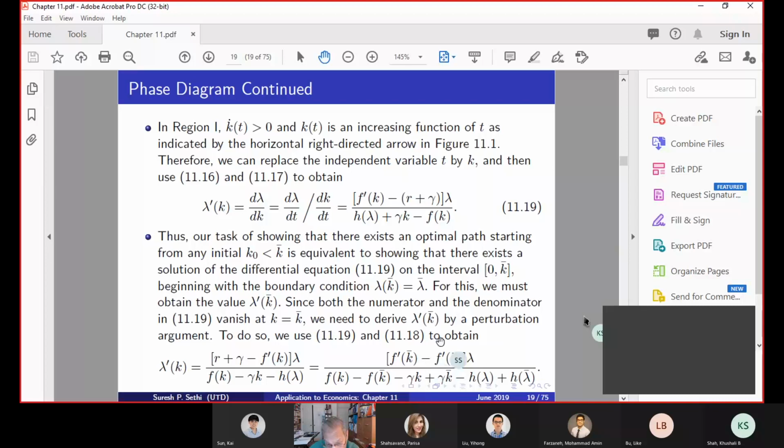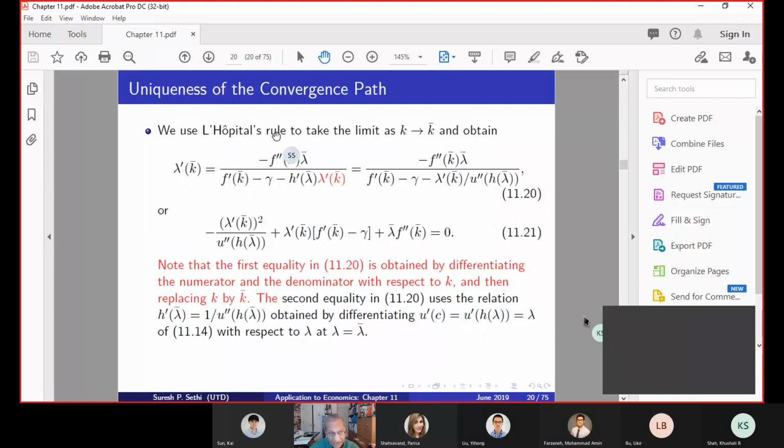The second part is that this is 0, this is 0. So I will take L'Hopital. I take the derivative of this relative to k and the derivative of this relative to lambda. So this is my L'Hopital rule, from k to k bar. I can find lambda prime k bar by taking the derivative and derivative, derivative of k, derivative of this, it continues to this. And for that, I use the argument of h prime, which we can easily compute. So I use that. And once I do all of these, I get this equation.